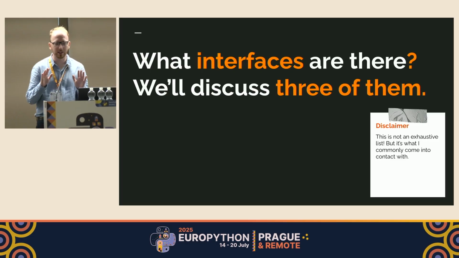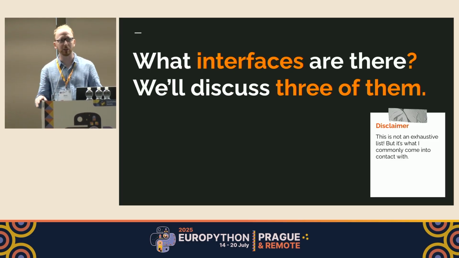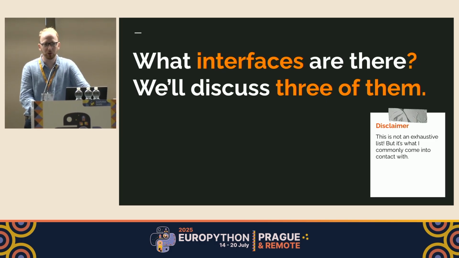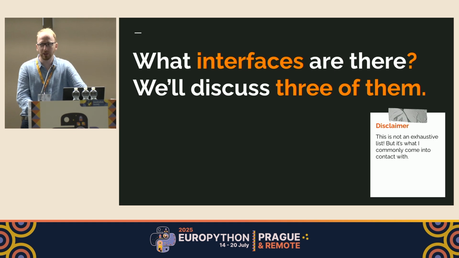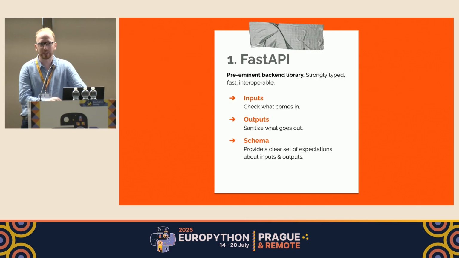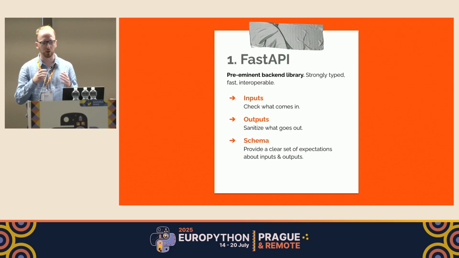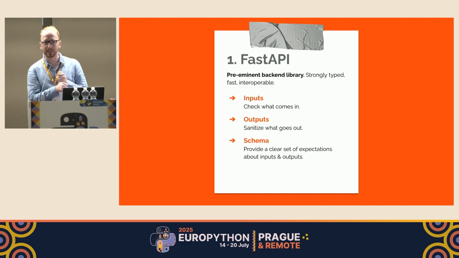So I mentioned that there are a lot of interfaces that you can use Pydantic within. I'm not going to be able to cover all of them, so I just picked the 3 that I'm most familiar with, and the 3 that I think are most common. Number 1, and I think you all can guess, is FastAPI. It's the de facto backend standard, and there you use Pydantic for, among other things, the main 3 things: sanitize the inputs, constrain the outputs, and provide a JSON schema to the user so that they know what to expect when handling your backend.